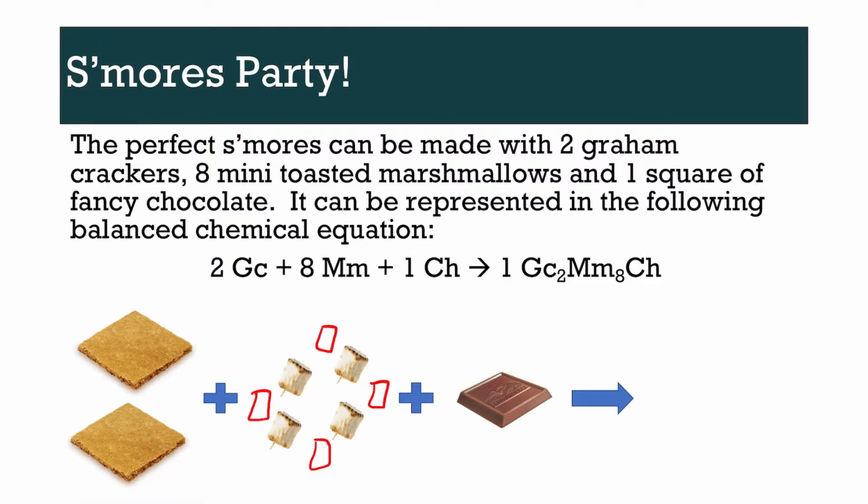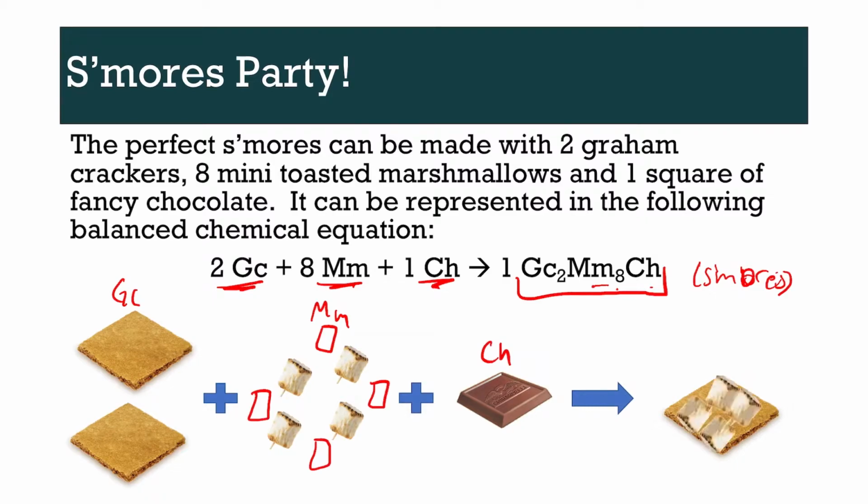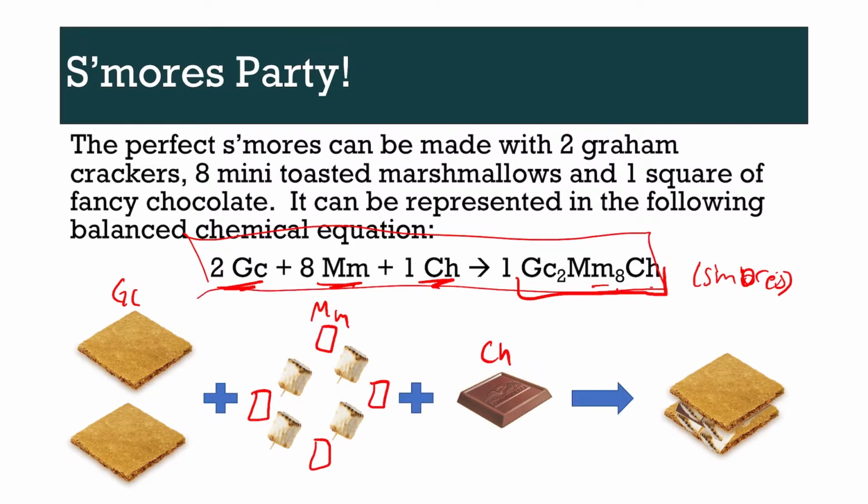Now we can represent it in a chemical reaction. You have your 2 graham crackers, so these are your GCs. You have 8 mini marshmallows, these are your MMs. You have 1 chocolate, and out pops this lovely compound: GC2, so 2 graham crackers, MM8, 8 mini marshmallows, CH, 1 chocolate, and that is s'mores. So you get your graham cracker, you got 4 of those, plus your chocolate, 4 more, so 8 total marshmallows. That seems pretty simple, and again, here is your recipe. You can turn your recipe into a chemical equation.